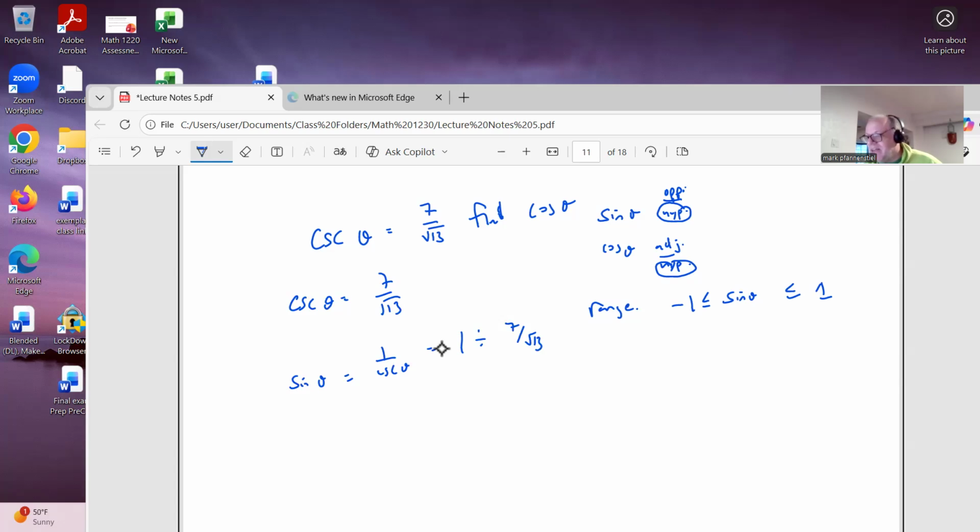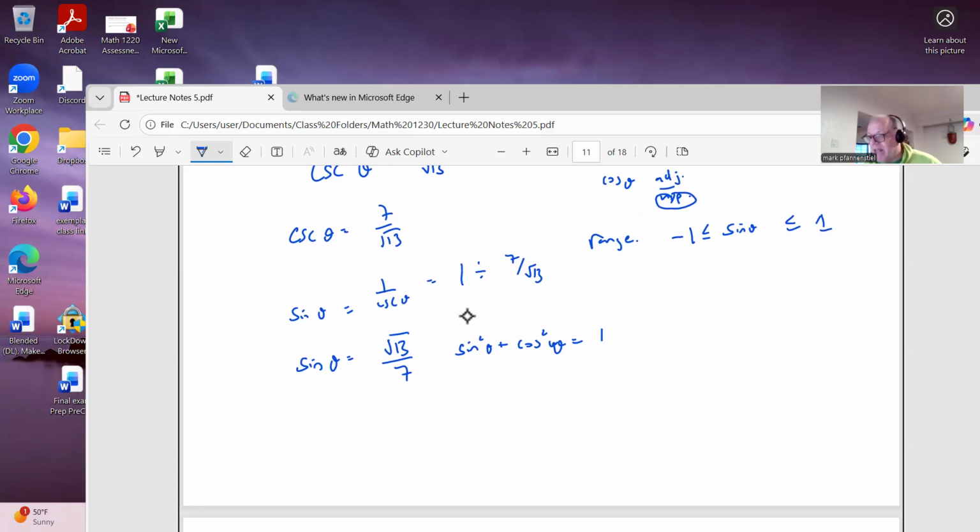So it's really the sine is square root of 13 over 7. Now we can go back and say we have sine squared plus cosine squared is equal to 1, and we can go ahead and get our cosine squared. Okay, again, we could have just drawn the triangle, right? From this point, if we draw our triangle, we say this is square root of 13 with 7. Could we figure out what this adjacent side and hence what the cosine is going to be? You better believe we can.